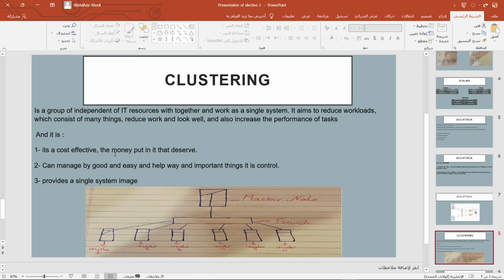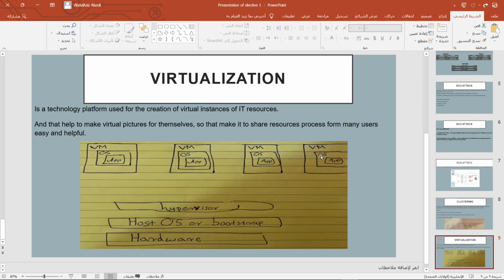The money here is managed in a good and easy way, and the important thing is that it provides a single system image. As we see here, there are six nodes. Every one of them is a single system, but here they all work like one big system, and it is very strong. The last subject we have here is virtualization.